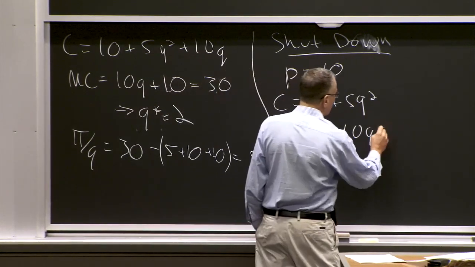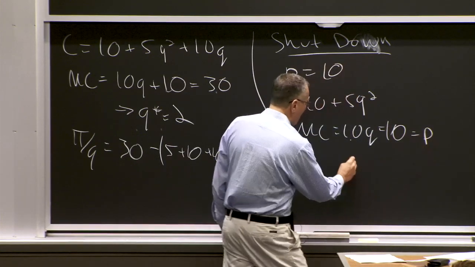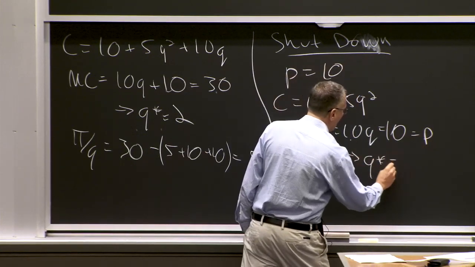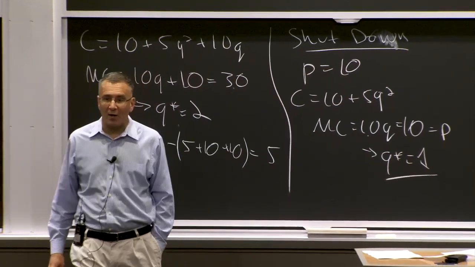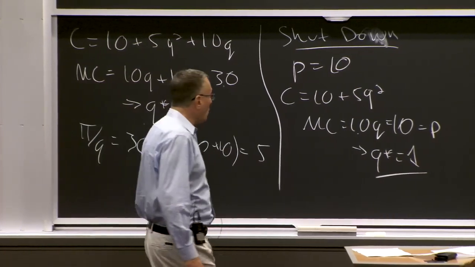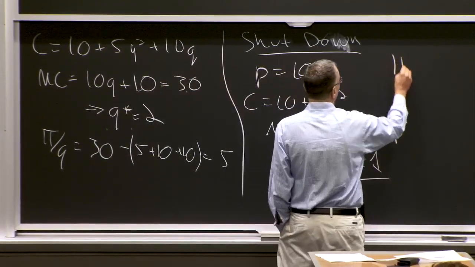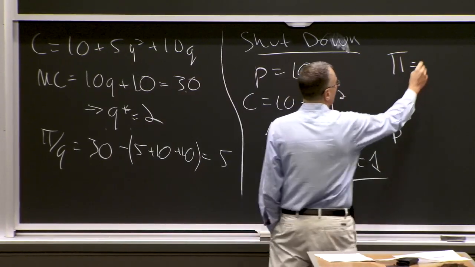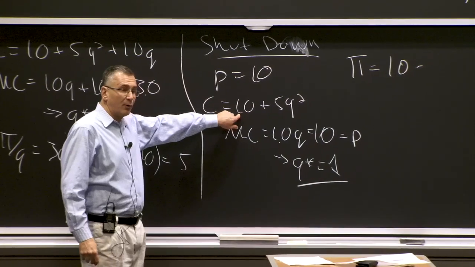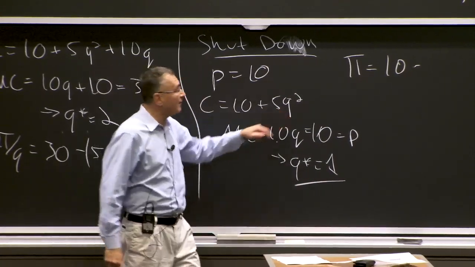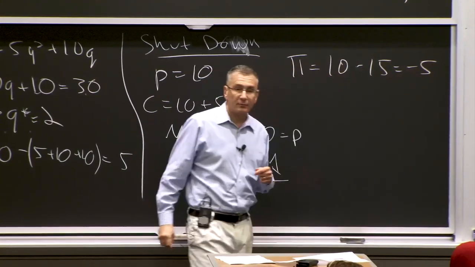The profit maximization rule is that price equals marginal cost. So we set 10Q, marginal cost, equal to 10, the price. And we get that the optimal quantity is now 1. We now want to produce 1 unit. Well, what are our profits if we produce 1 unit? Profits equal revenues, 10, minus costs. Our costs if we produce 1 unit are 10 plus 5, 15. So profits are negative 5.